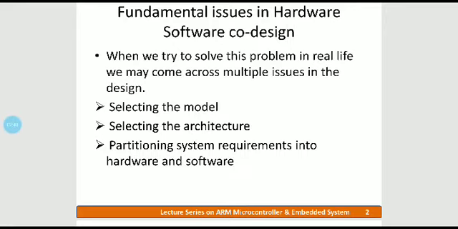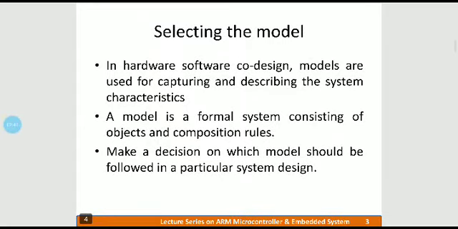The first and foremost is selecting the model. Selecting the model is the first issue we consider in hardware software co-design. The models which are used for capturing and describing the characteristics will be considered here. A model is basically a formal system consisting of objects and compositional rules. It is hard to make a decision on which model to follow. So most often, the designers switch between a variety of models from requirement specification to implementation.